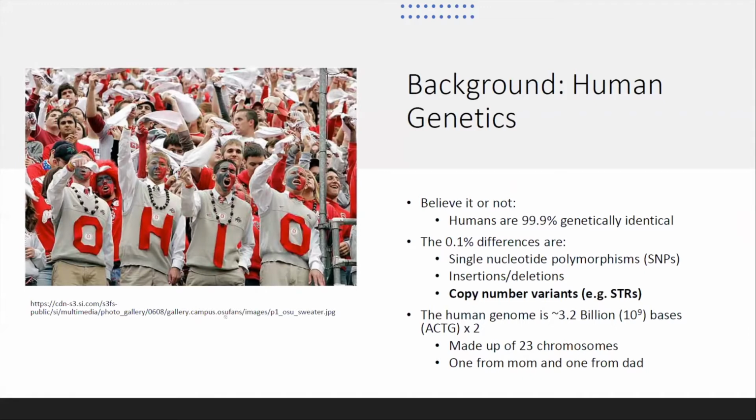The first is this funny one called single nucleotide polymorphisms. We call them SNPs. So if you want to impress your friends and family in this field, call them SNPs. We have insertions and deletions, which are exactly what they sound like. It's when the genetic code is missing pieces or has extra pieces added. And then we have copy number variants, which we'll talk about today. And we also call those STRs, or short tandem repeats. And I'll talk a little bit more on that.